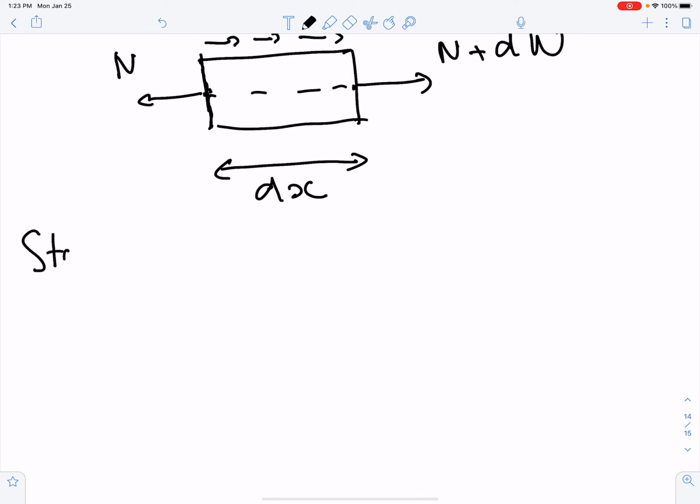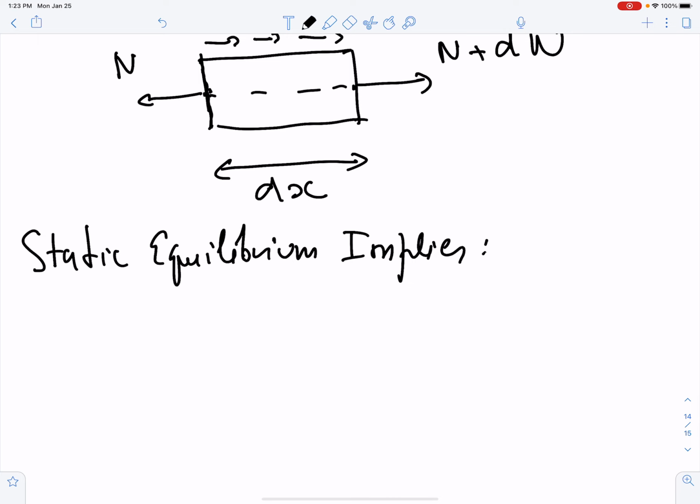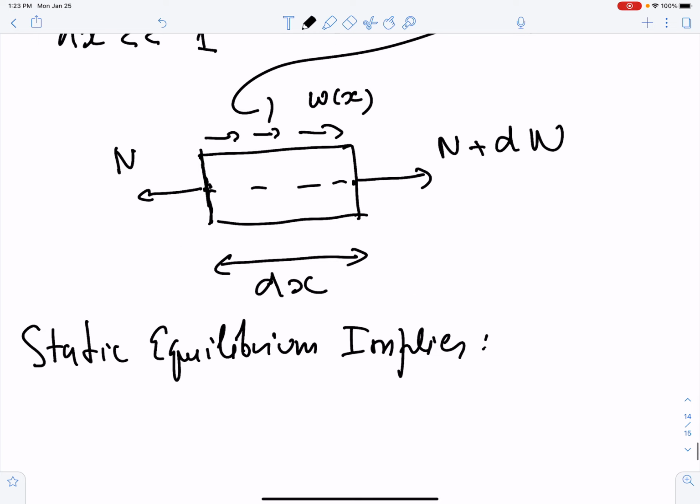Static equilibrium implies that I'm going to take the picture and sum all the forces together. Okay? And the end result must be zero. If it's not zero, then the bar is going to want to move more. There's no dynamics in this problem. If there's dynamics, there'll be some acceleration. But here, all the forces need to equilibrate.